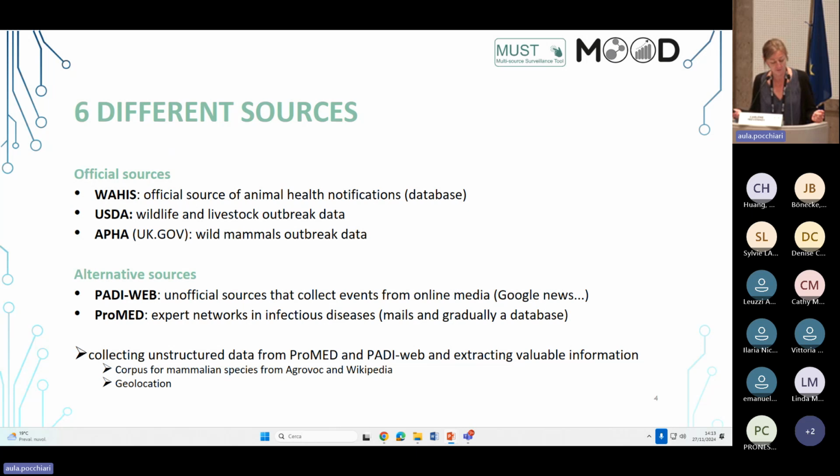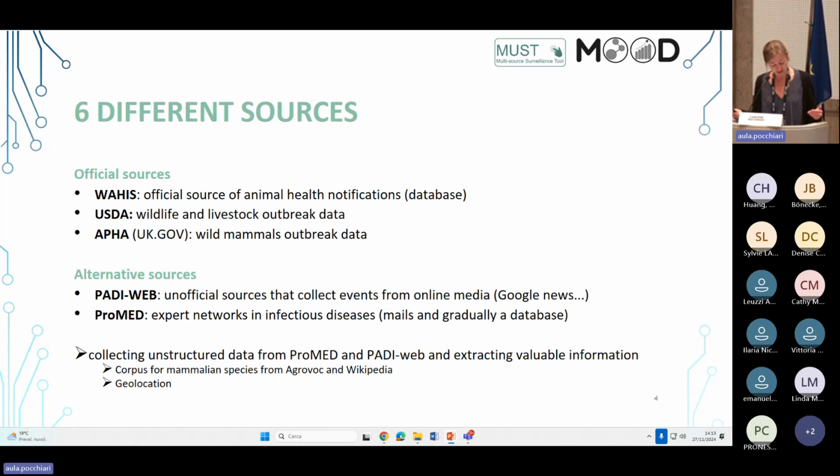So MUST AI includes various different sources. So of course we have official sources. So all the database of HPAI reported in mammals in WAHIS, but also we included for the US the wildlife and livestock outbreak data provided by USDA. And also we include wild mammals outbreak data provided by the Animal and Plant Health Agency from the UK.